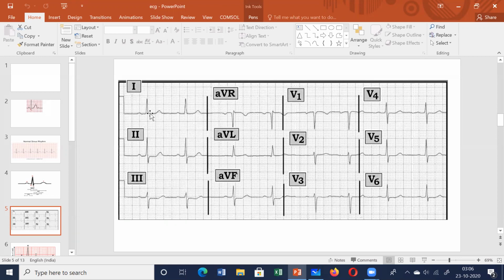Can you see this ST segment? This will go below, so it will be depressed. The ST segment depression usually occurs with hypokalemia. Remember, this is your ST segment. This depression can occur in hypokalemia when the potassium levels go down, or it can also occur in digitalis toxicity. Some drugs like digitalis can also produce ST segment depression. Sometimes in ischemic heart diseases, unstable angina and all, it can also produce ST segment depression.